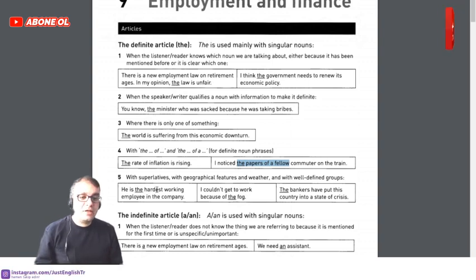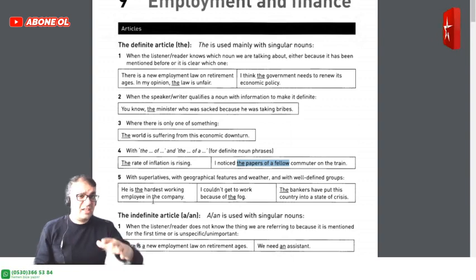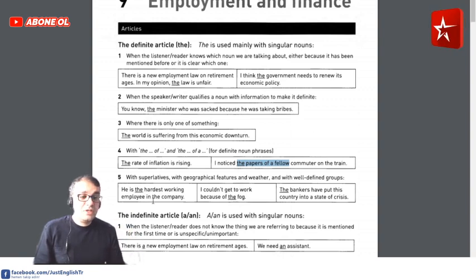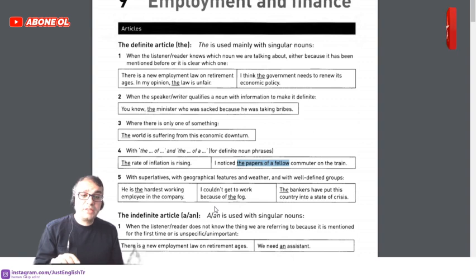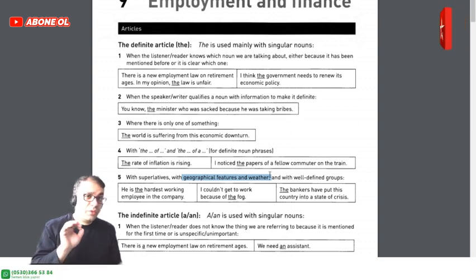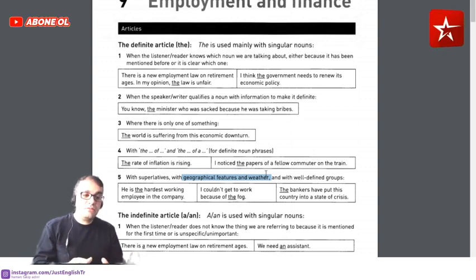Now with superlatives and geographical features and the weather. For example, he is the hardest working employee in the company. We describe something with a superlative. He is the highest. He is the smartest. He is the greatest. And everyone else. Now, for example, I couldn't get to work because of the fog. Here we are discussing a weather situation. As I said, geographical features and weather. Remember. So there is weather, it means we use the fog, for example, the fog, the rain.